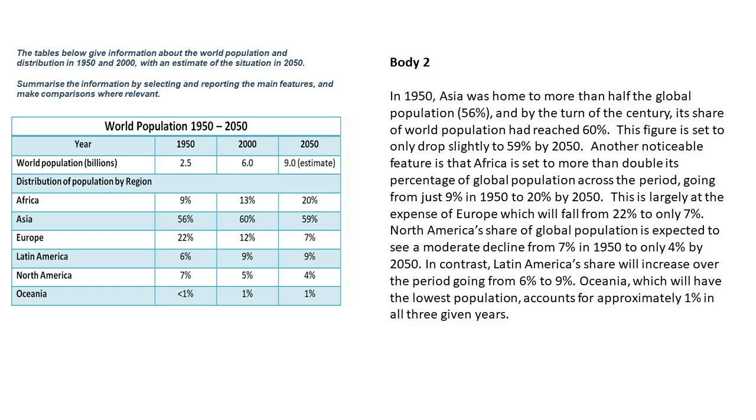Anyway, moving on. This figure finally is set to only drop slightly to 59% by 2050. So I went beginning, middle and end for Asia. I won't do that for all of them, but I think Asia was an important one. Another noticeable feature is that Africa is set to more than double its percentage of global population across the period, going from just 9% in 1950 to 20% by 2050.